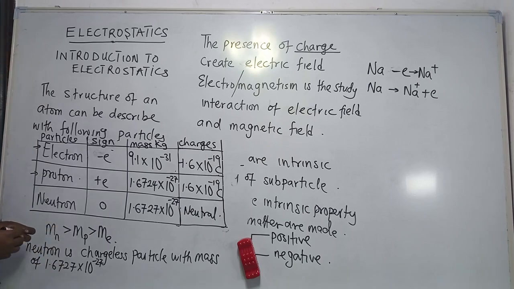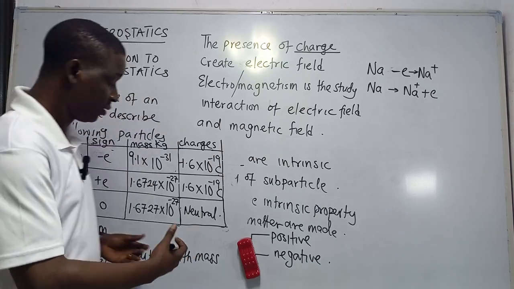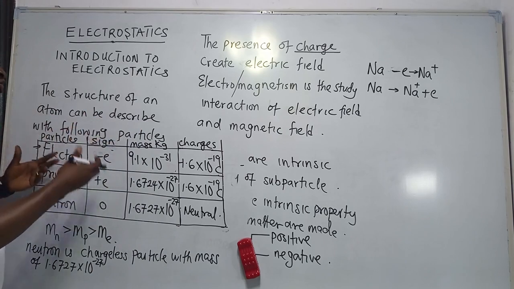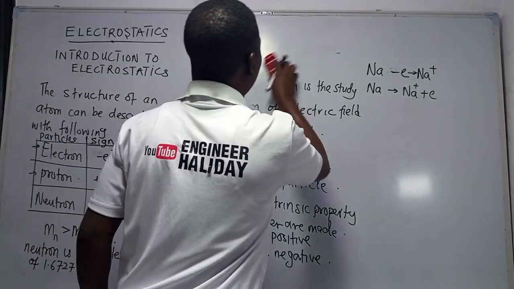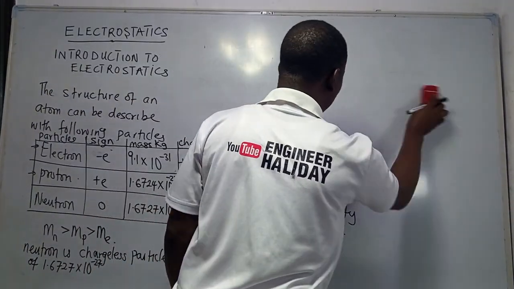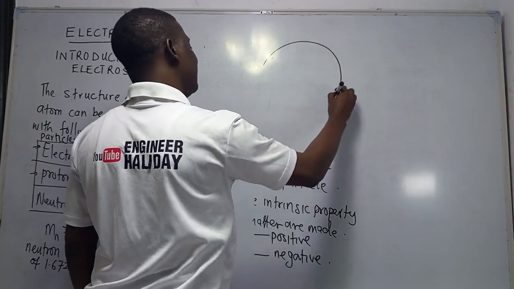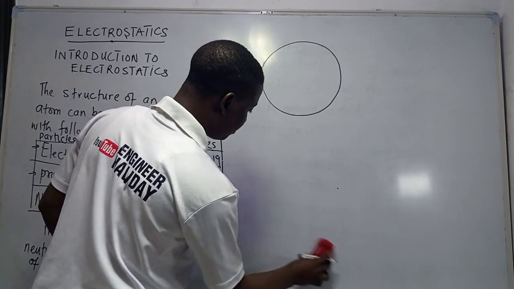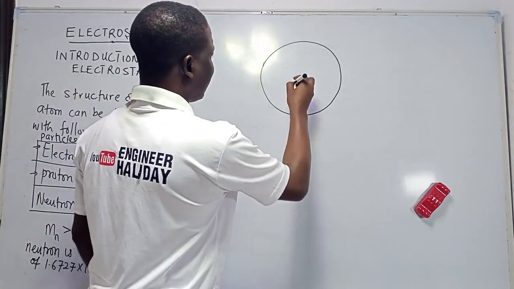So now let's move ahead. We have some other massless and chargeless particles, but they are not part of the structure, they are not used to describe an atom. Now, the problem some students have is that they always ask, where can we find the proton in an atom? If I draw a structure of an atom like this, let's say this is an atom, follow me.